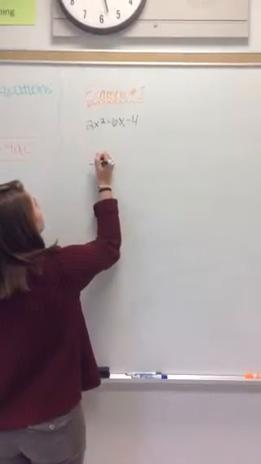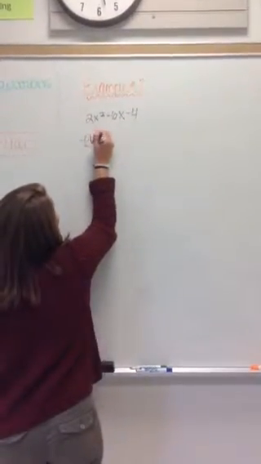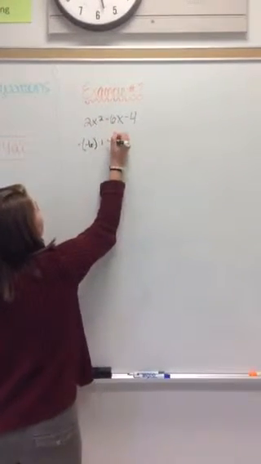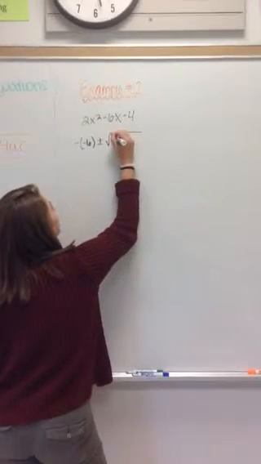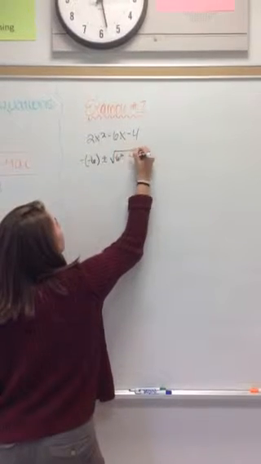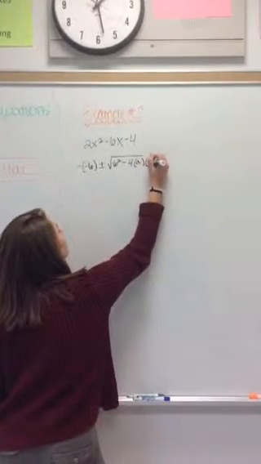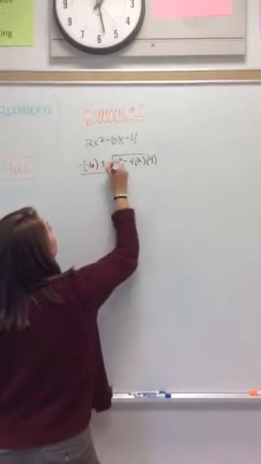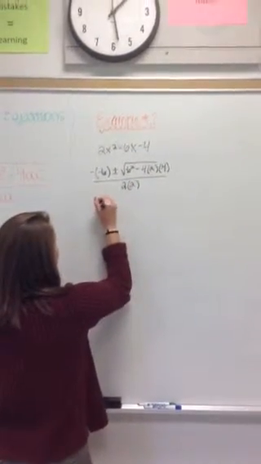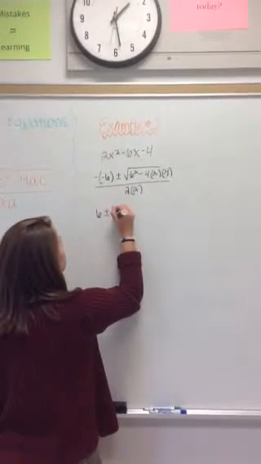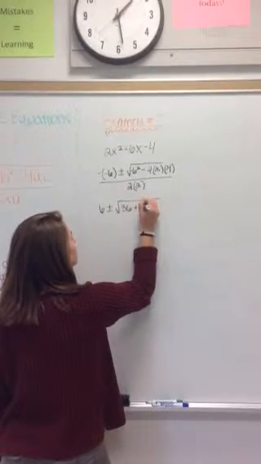So, our first step is to plug in our values into the quadratic formula. Once we do this, we would get negative 6 plus or minus the square root of negative 6 squared minus 4 times 2 and negative 4, all over 2 times 2. Once we simplify this, we would get 6 plus or minus the square root of 36 plus 32, all over 4.